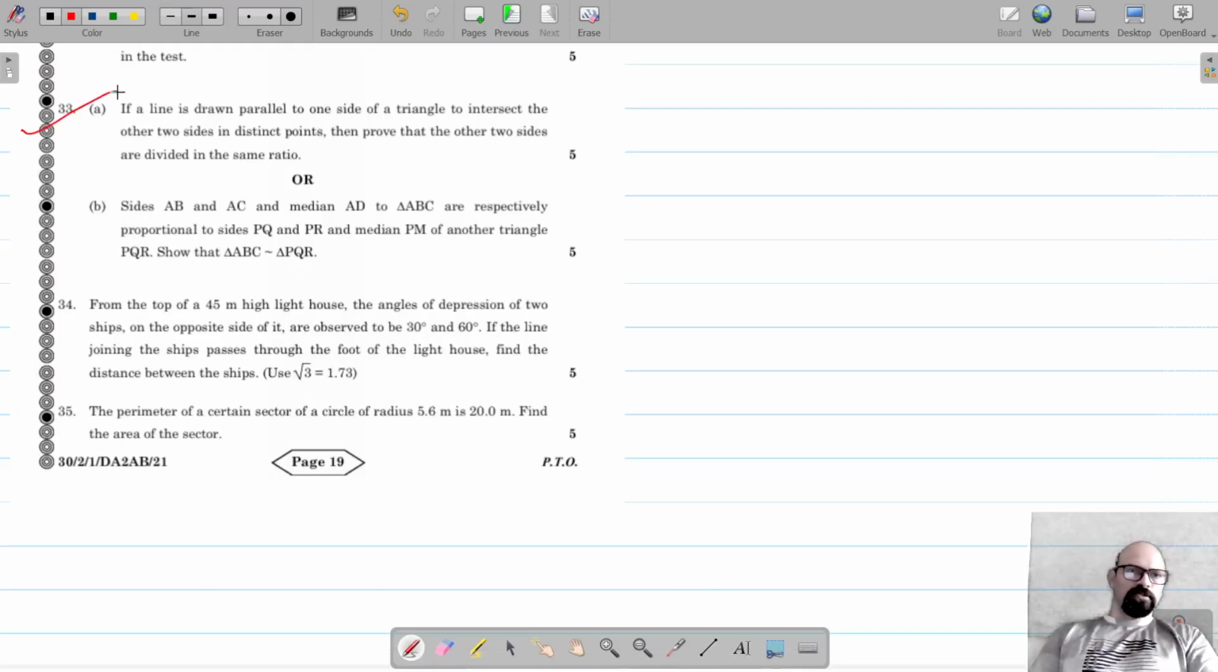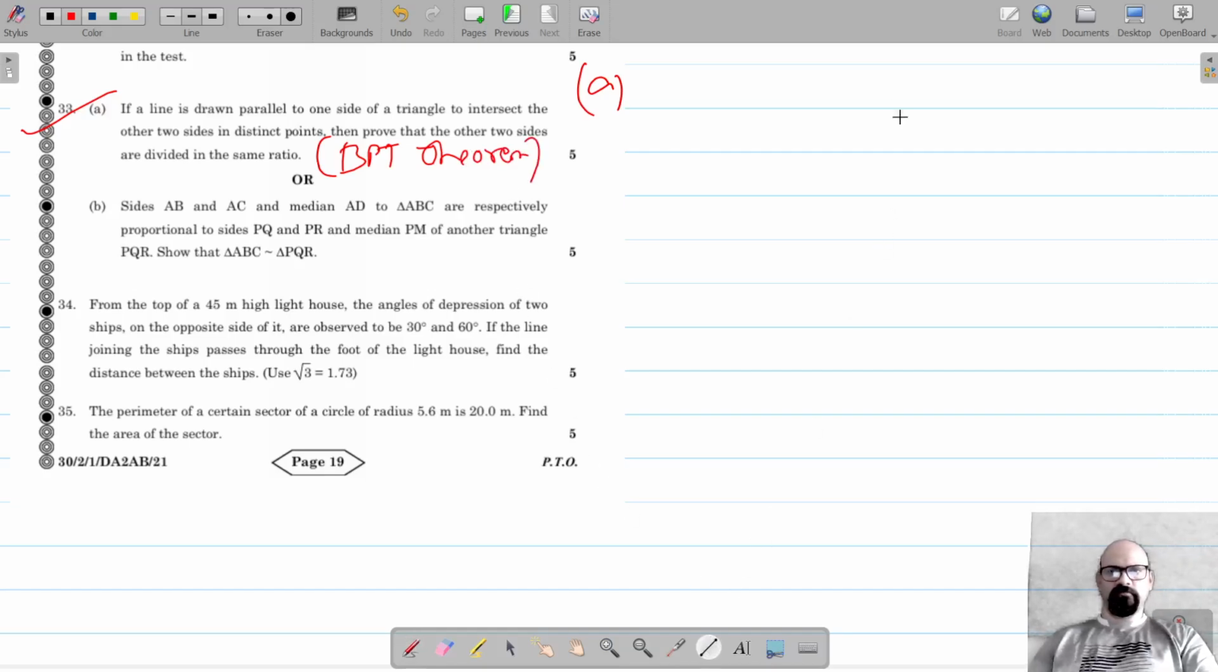Okay, for the next question, that is the 33rd, we have to prove that if a line is drawn parallel to one side of a triangle to intersect the other two sides in two distinct points, then the other two sides are divided in the same ratio, which is the proof for the BPT theorem.